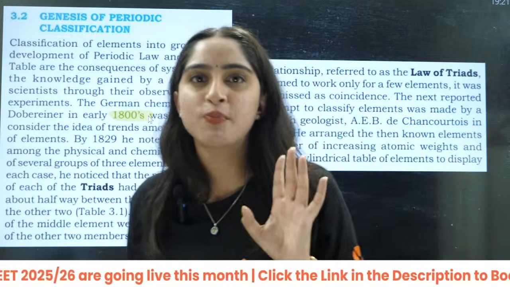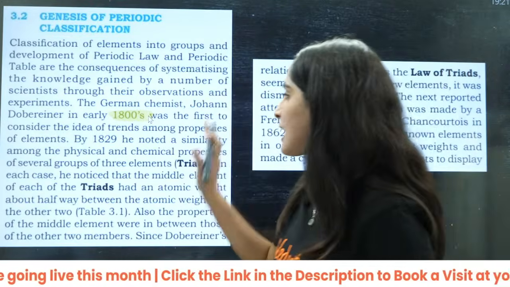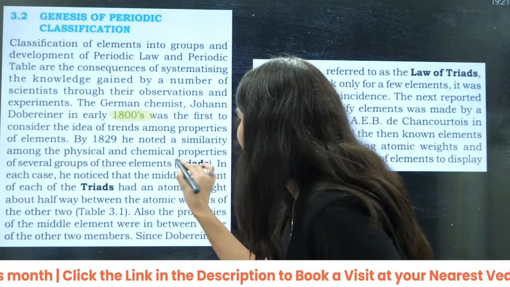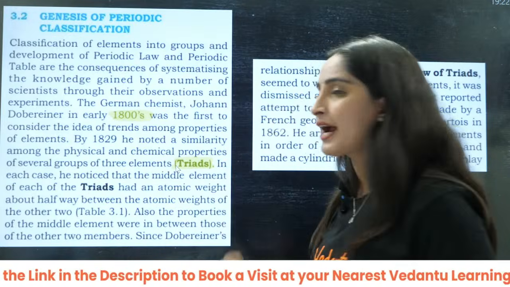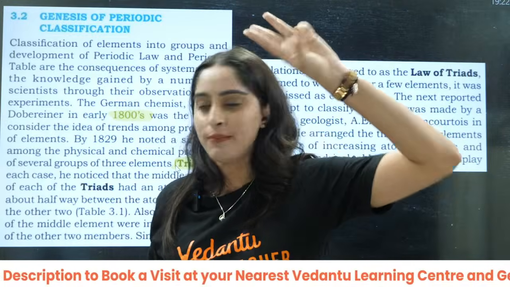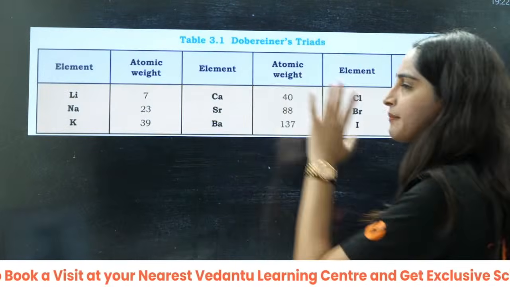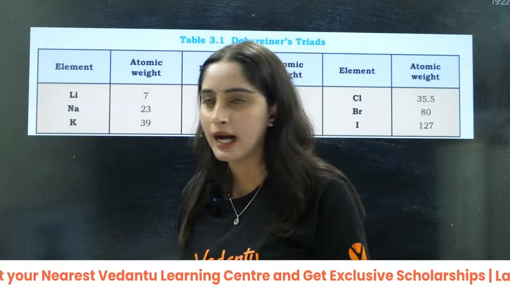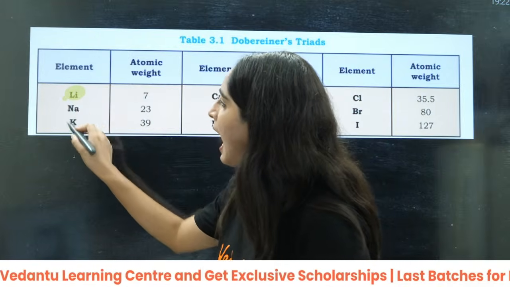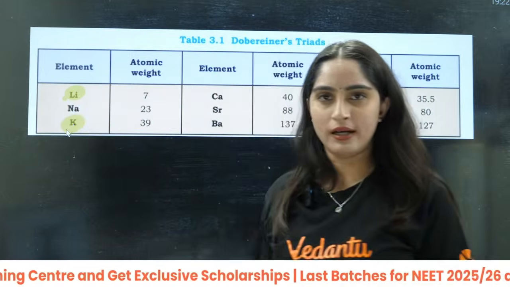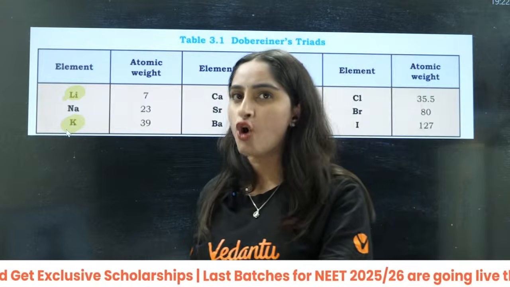Döbereiner was the first person to think about this thing, right? Then what exactly did he do? He made triads. What triads? Triad means a set of 3 elements. Now, what are these 3 elements? Basically, he said that the middle element is the average of the first element and the third element.